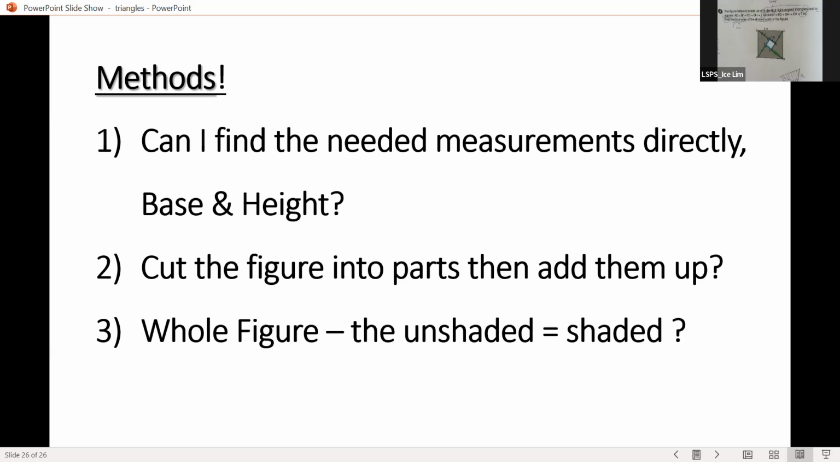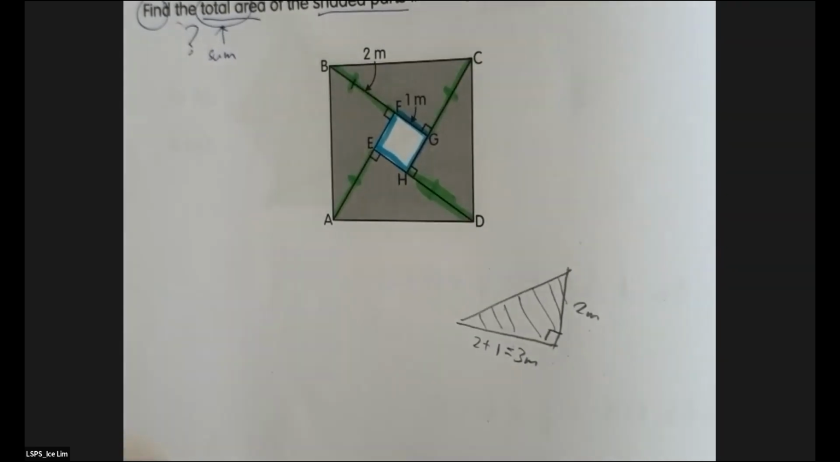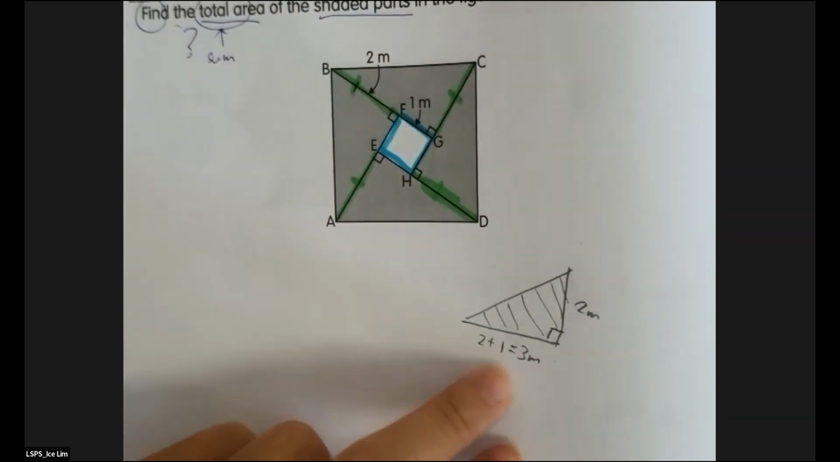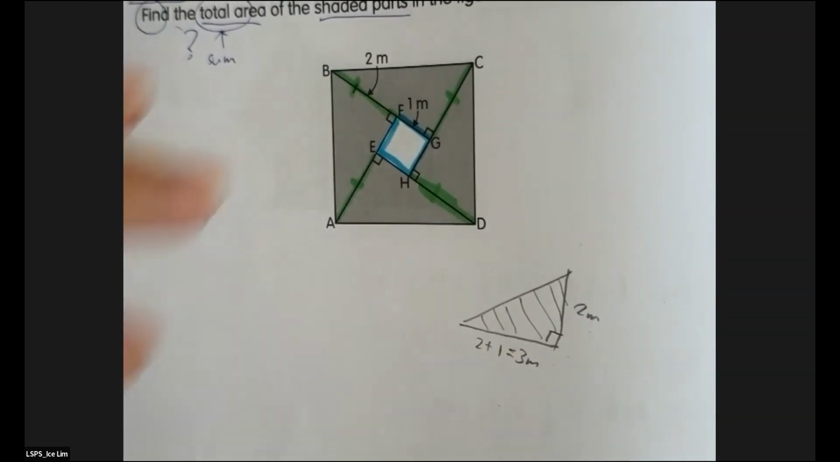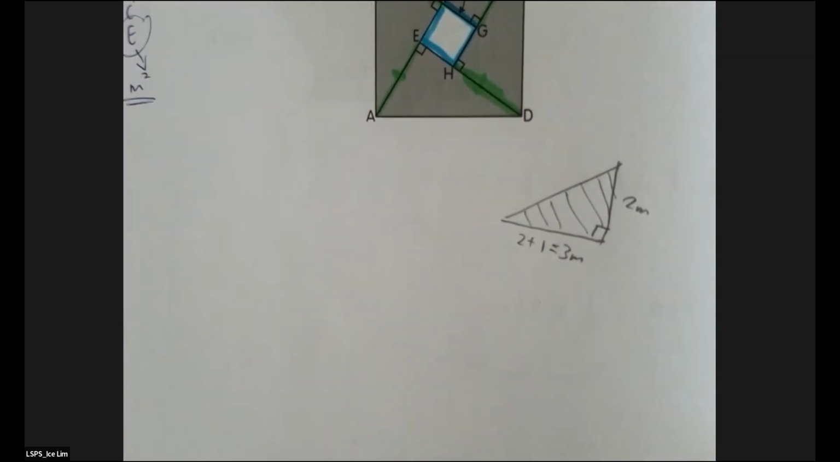Second method is I cut the shape up. Okay? Or the third method, I use the whole figure minus the unshaded to get the shaded. Or sometimes when it's asking for unshaded, I do the reverse. Right? Okay, back to what we are doing here. So in this case, can we already find the measurements of one triangle of the shaded part? Yes. So in other words, this question is not difficult, not complicated.